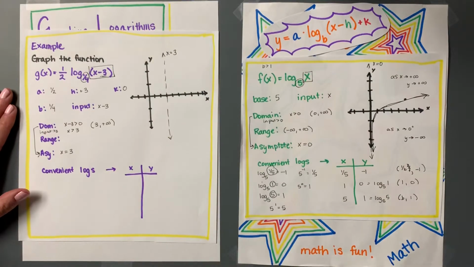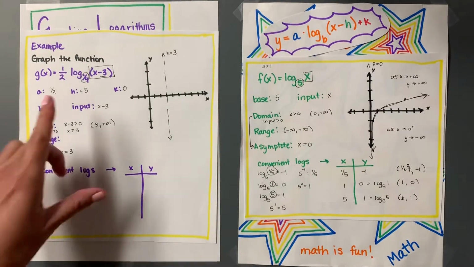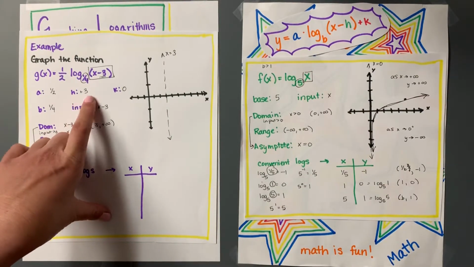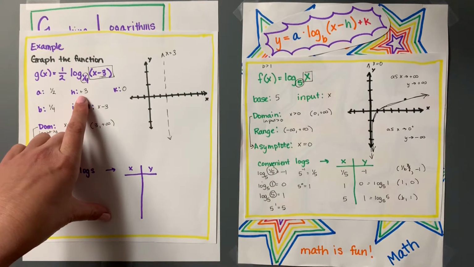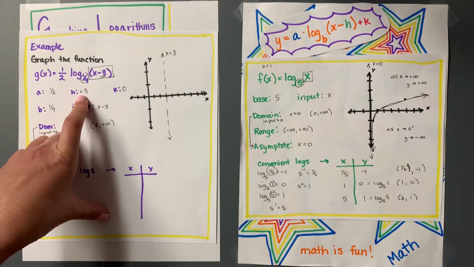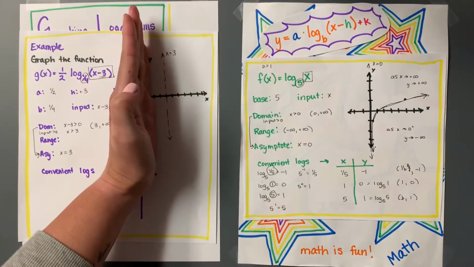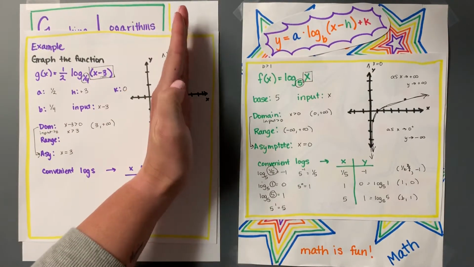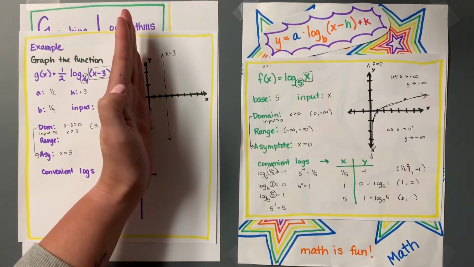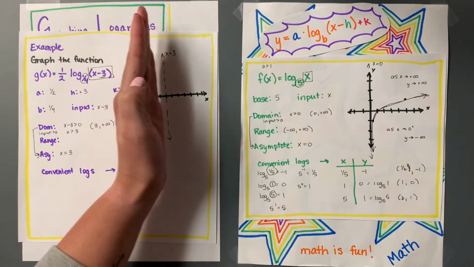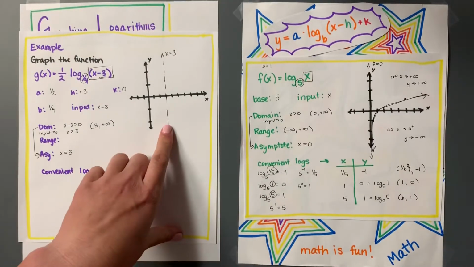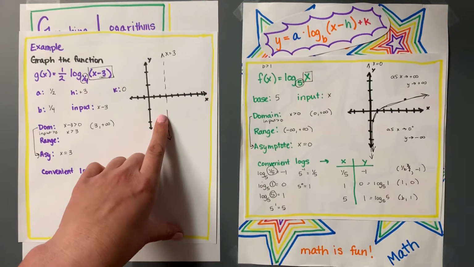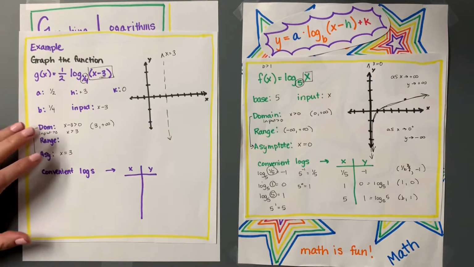And before we get into that too much, I want to think about what this transformation was. So when we have an h value of positive 3, this is a horizontal shift. So my vertical line here was shifted to the right. I took my whole graph and moved it to the right 3 units. So the vertical asymptote should be at x equals 3. That makes sense.